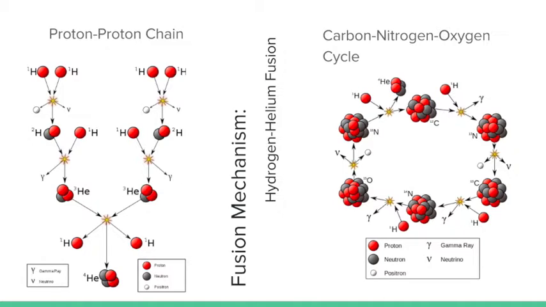The second one is the more complicated carbon-nitrogen-oxygen cycle. It's basically a carbon-12 undergoing proton absorption and electron emission to form nitrogen, oxygen, and their other isotopes, and finally goes back to carbon-12. Since this reaction requires the presence of heavier elements, it only happens in stars that are heavier than 1.3 solar mass.